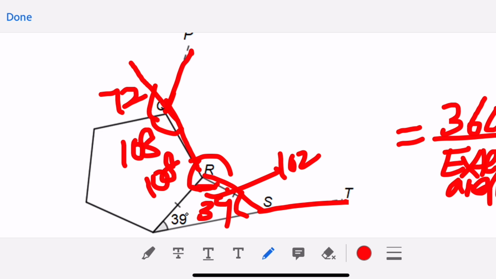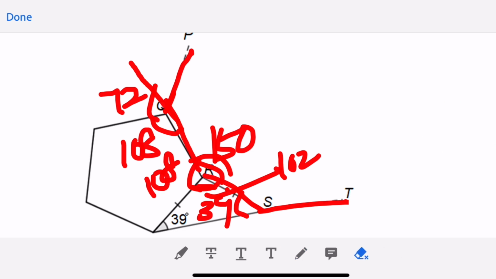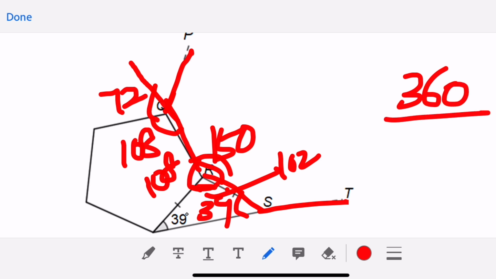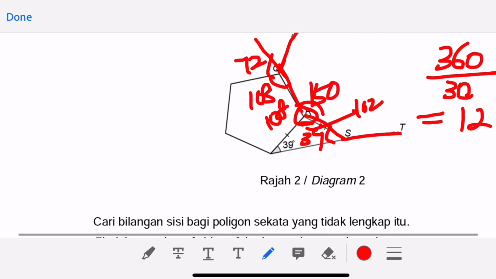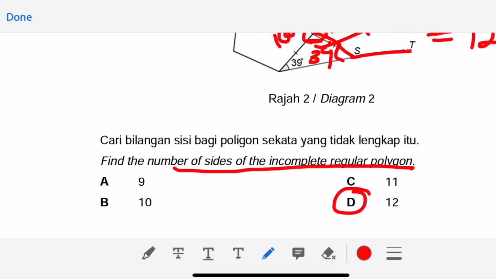360 minus 108 minus 102, 150. So the exterior angle is 30. Then we have 360 divided by the exterior angle, 30, which is 12. So the number of sides will be 12, right? So that's how you calculate the number of sides for the regular polygon.